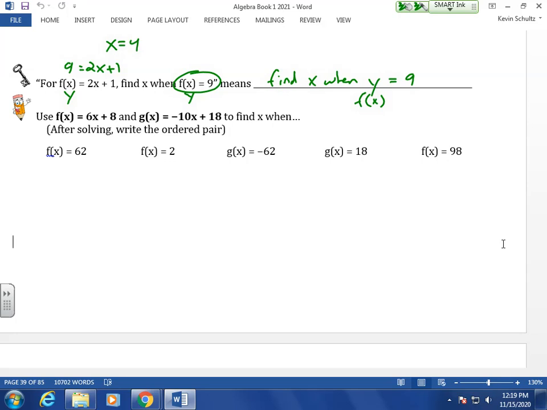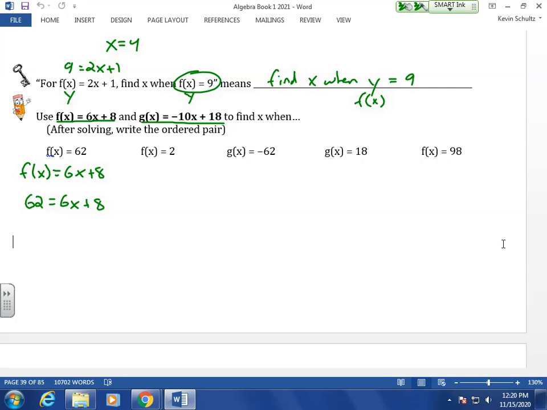Okay? So when you're solving for x, it'll say find x, right? Find x when f of x, when the equation, when y equals 9. So down below, use f of x equals 6x plus 8 and g of x equals negative 10x plus 18 to find x when f of x equals 62. So in our original equation, which is f of x equals 6x plus 8, we're just going to replace that f of x with 62 and find the x value that makes that happen.